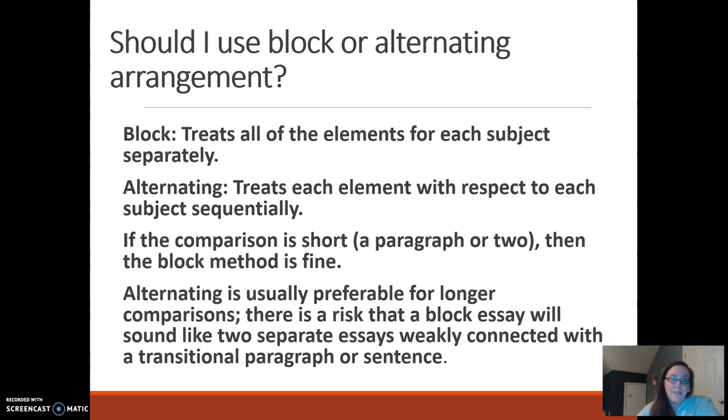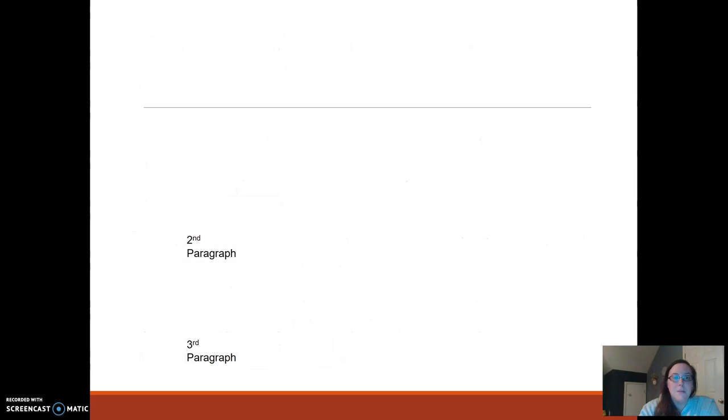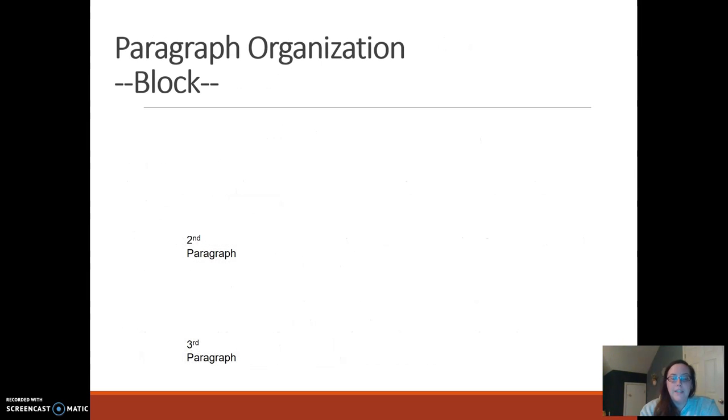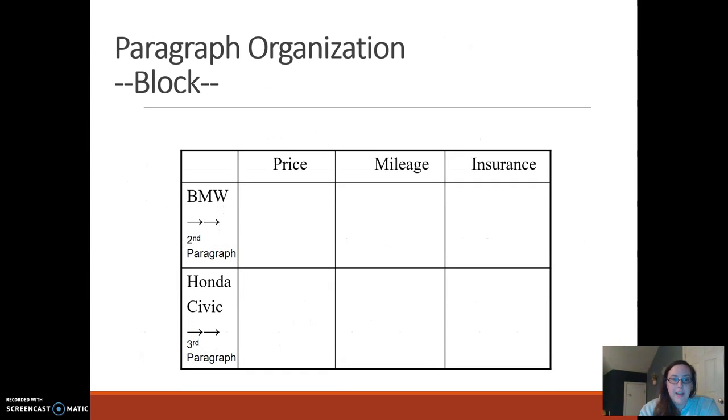Also, if you have a lot of similarities, imagine if you were comparing two things that were mostly similar and you used a block arrangement. What you say in the first half of your essay and what you say in the second half are going to sound really similar, and it might almost sound repetitive and like an ineffective piece of writing. So be really careful in what type of organization you select.